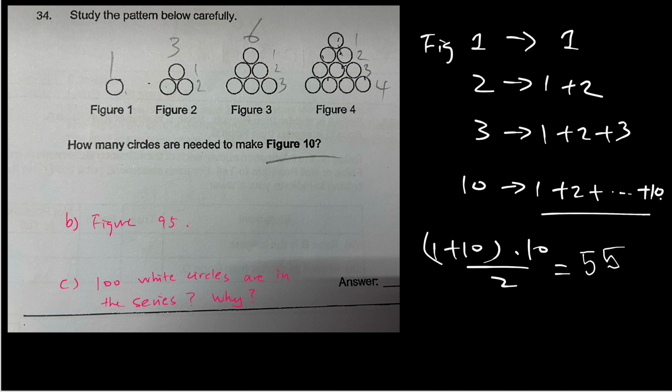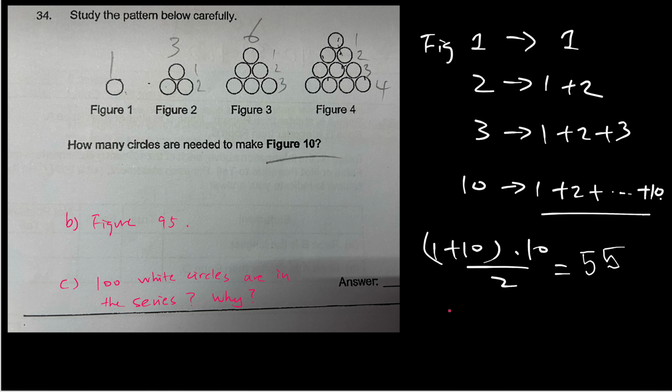Okay. Now, if you do the second one, the second one says figure 95, right? So figure 95 is also the same. 1 plus 95 times 95, right? Divided by 2. Can you help me out with the answer? This is part A. This is part B.